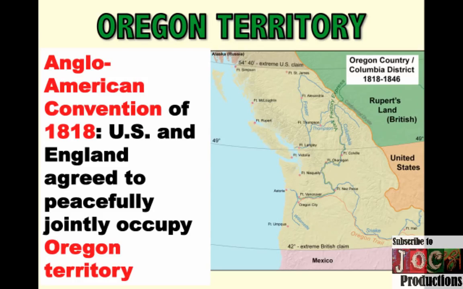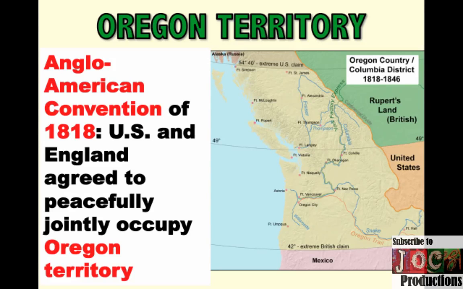Oregon. And if you recall, the Anglo-American Convention was signed between the United States and England in 1818. And basically, we said with England, hey, we're going to peacefully, jointly occupy Oregon territory. We're going to share this thing.